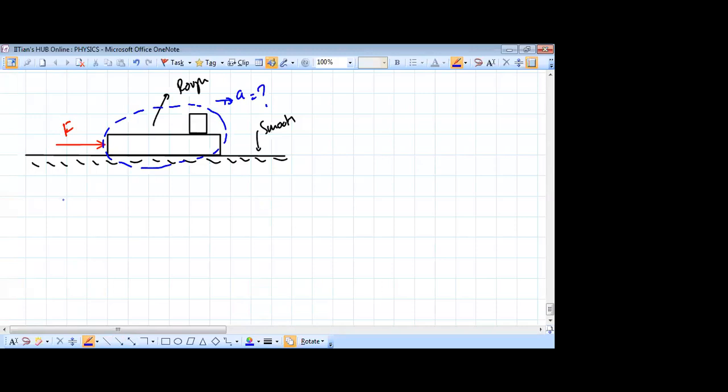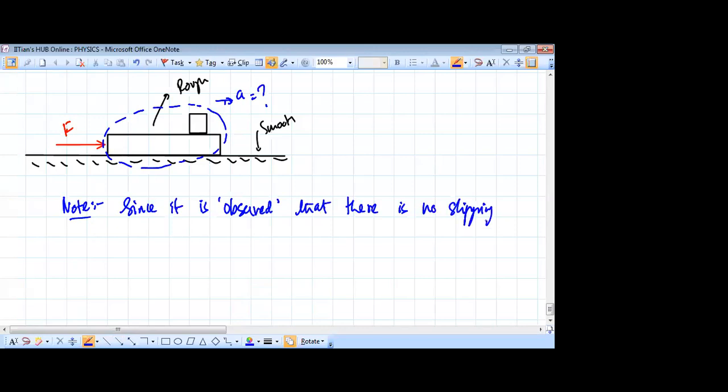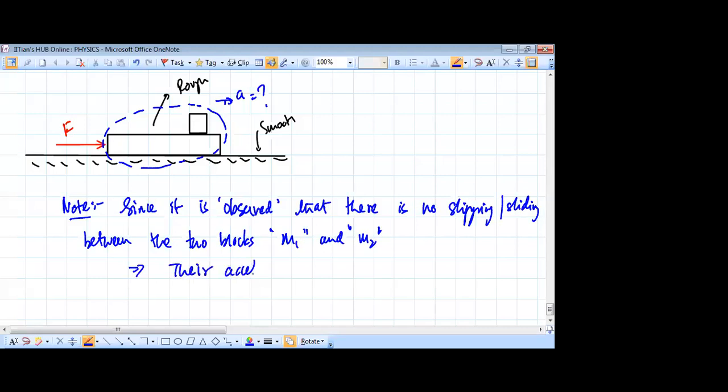Okay, so since it is observed that there is no slipping, or what we can call sliding, between the two blocks M1 and M2, that implies that their acceleration must be identical.